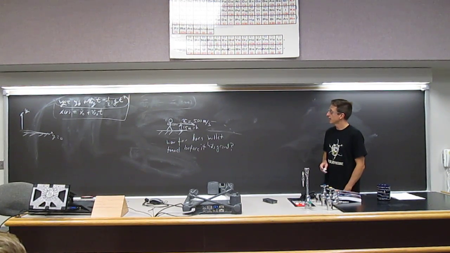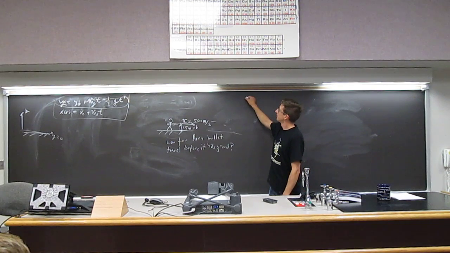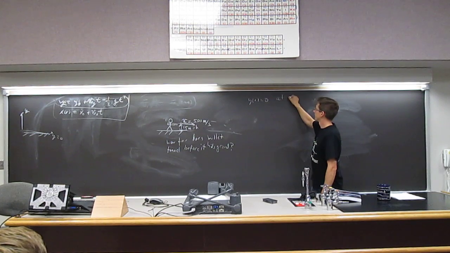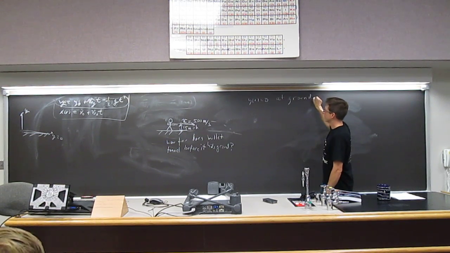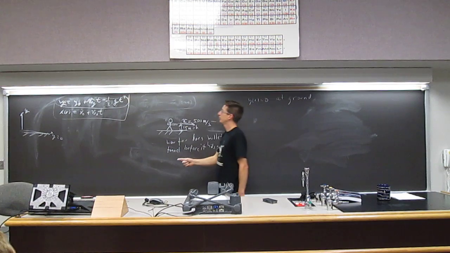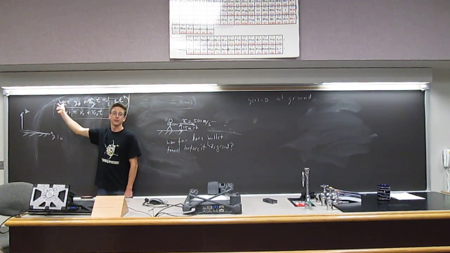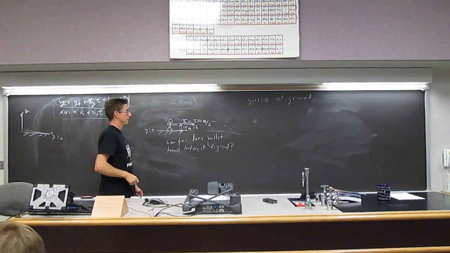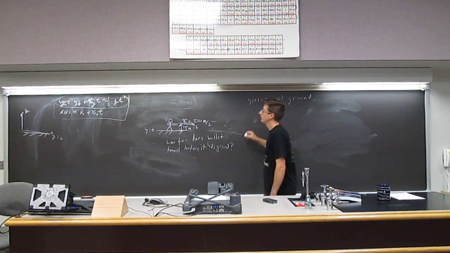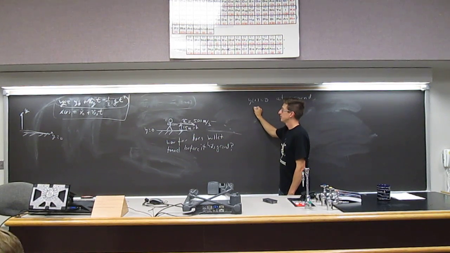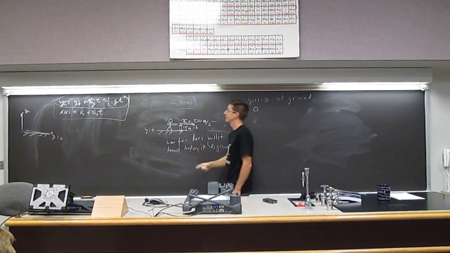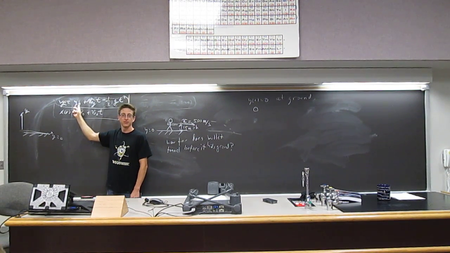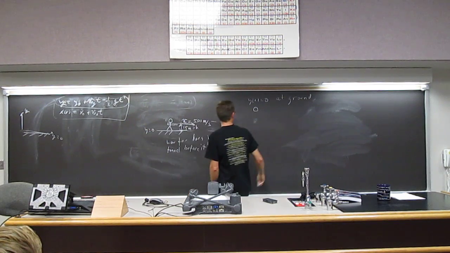So let's go ahead and do this. When it hits the ground, y of t equals 0 at ground. I'm going to call the ground y equals 0. So that means to figure out the time that it hits the ground, I'm going to write 0 for this y of t. What's the y naught, the initial y position? I'm going to call that h.